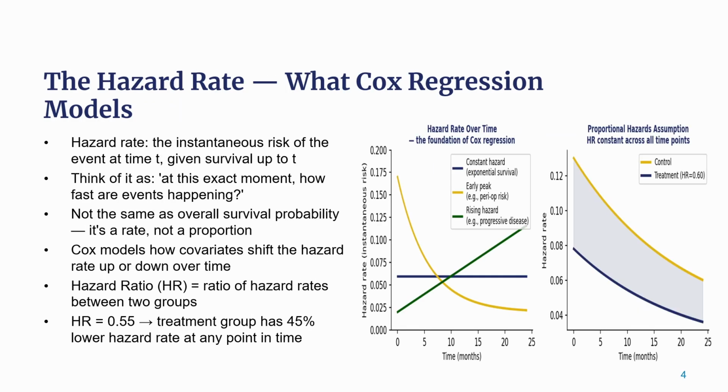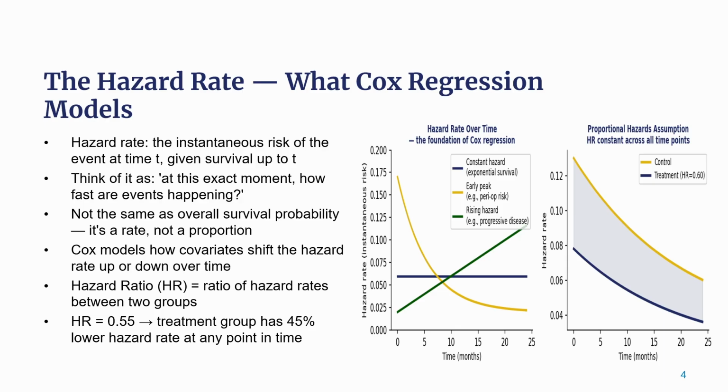Hazard rate is the conceptual engine of Cox regression, and it's worth understanding intuitively. Imagine you're watching 100 dogs with lymphoma. At month 6, you observe how many die in that specific interval. That rate of dying per unit time among those still alive is the hazard rate at month 6. The hazard rate can change over time. It might be high early in a disease course and then level off, or it might rise steadily as disease progresses. The left panel of the figure shows these different hazard shapes.